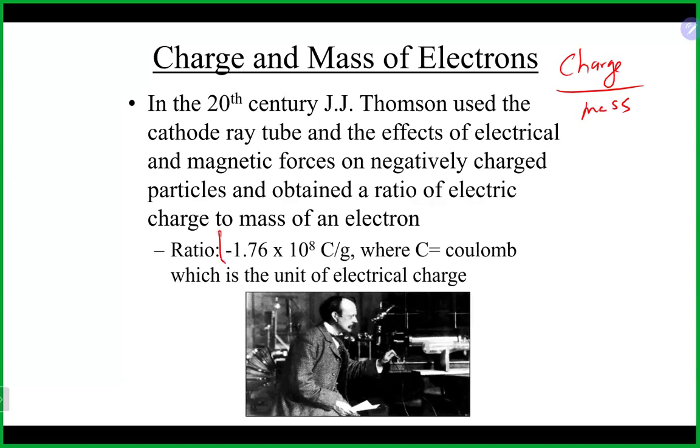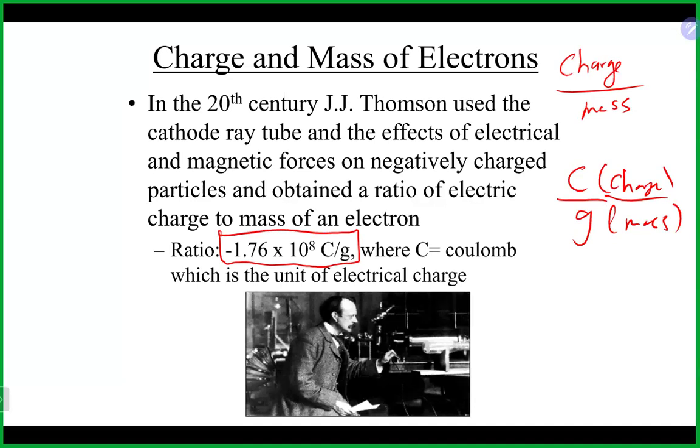And that is this number right here. And the units are coulombs per gram. Coulombs is the charge, and grams is a mass. So that is the mass to charge of an electron. And this was an important understanding of the electron.